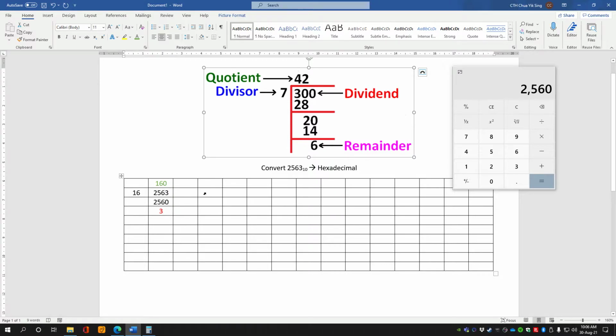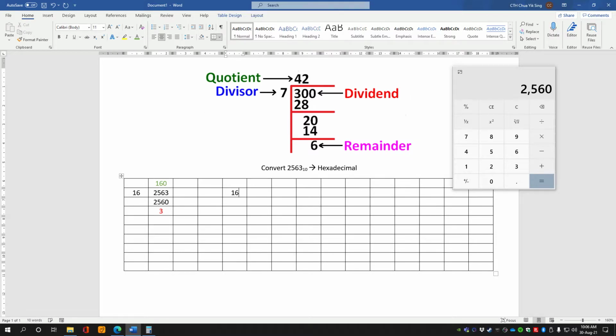So the next step to do is we are going to repeat this, but this time we will use the quotient as the new dividend. So I'm going to take 160 now and divide it by 16 again. So this is simple. 16 times 10, we will get 160. And we will get a remainder of 0.